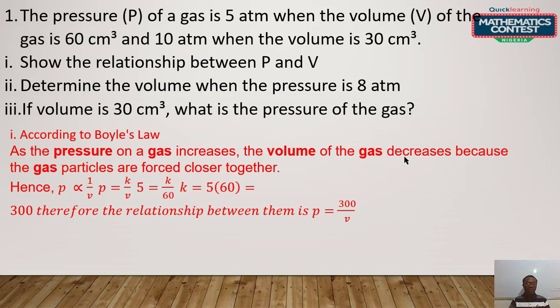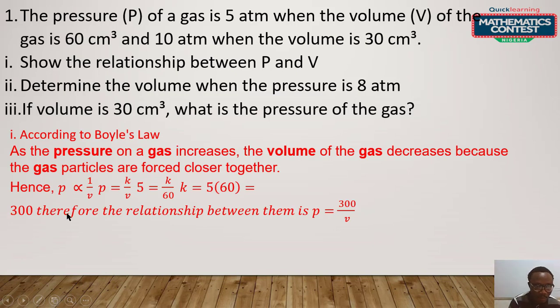Now how do we know it's an inverse variation? Let's check. If P is inversely proportional to V, then P equals K over V. We want to check if the constant of proportionality gives the same value, then we'll know we're correct to state that this is inverse variation. From the first statement, when P is 5, we have 5 equals K over 60. So K is 5 times 60, which is 300.